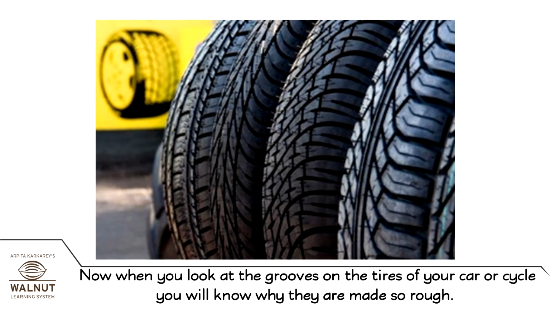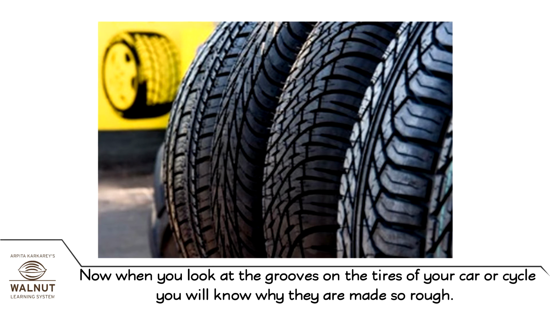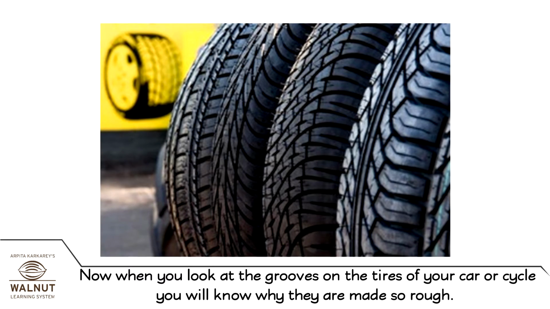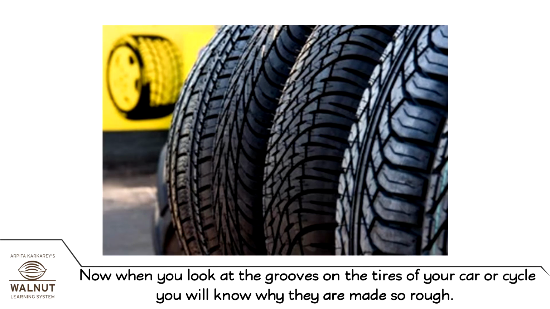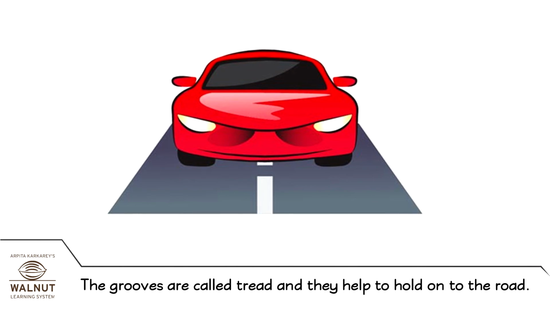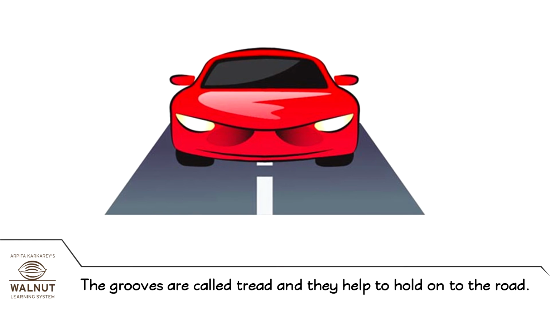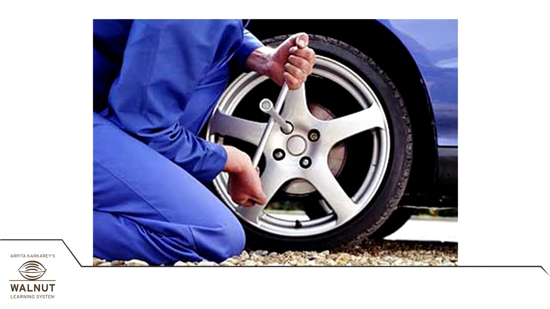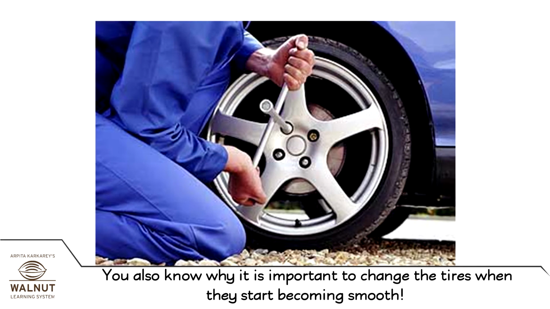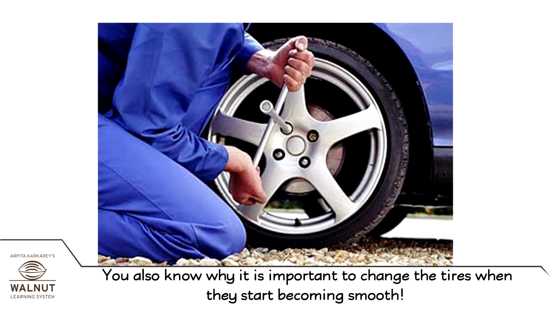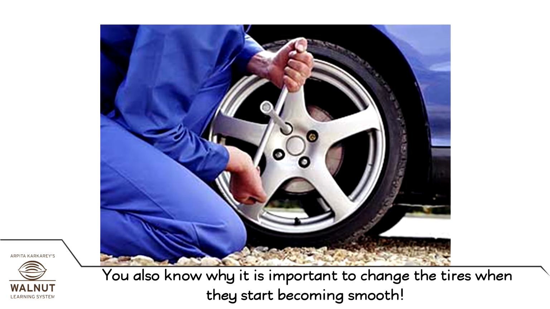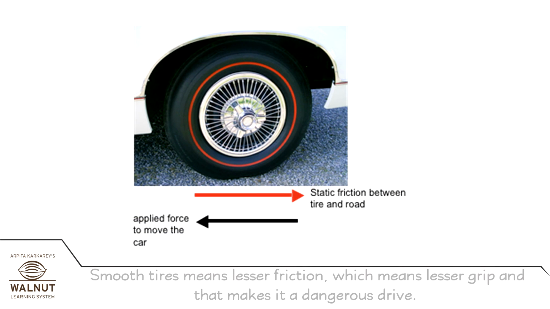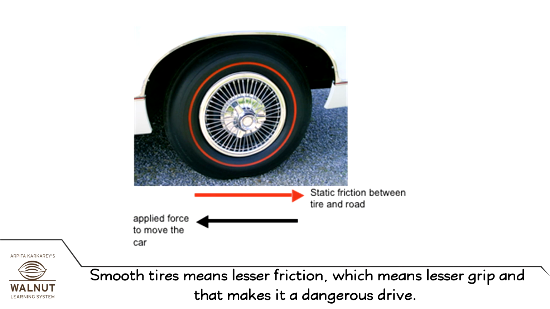Now, when you look at the grooves on the tires of your car or cycle, you will know why they are made so rough. The grooves are called tread and they help to hold on the road. You also know why it is important to change the tires when they start becoming smooth. Smooth tires means lesser friction, which means lesser grip, and that makes it a dangerous drive.